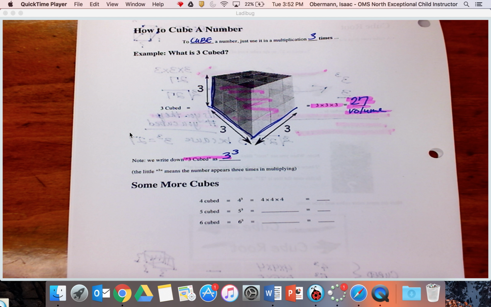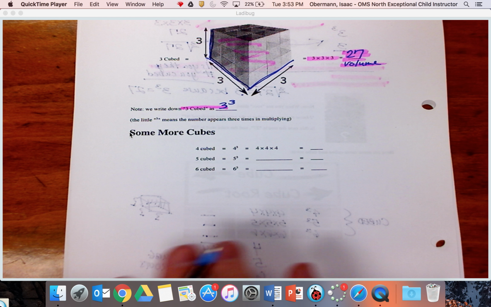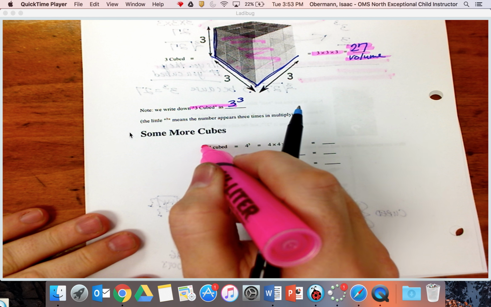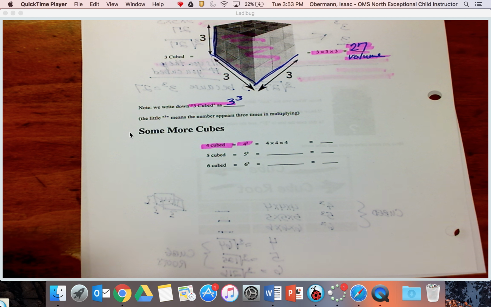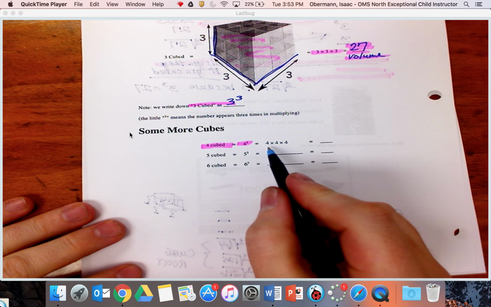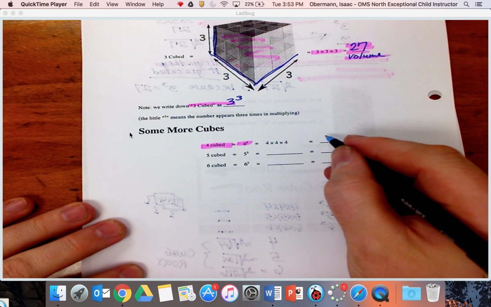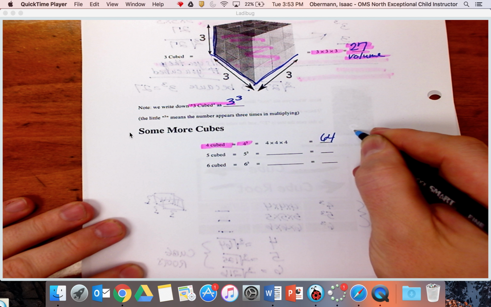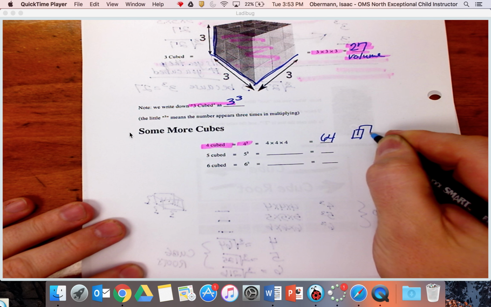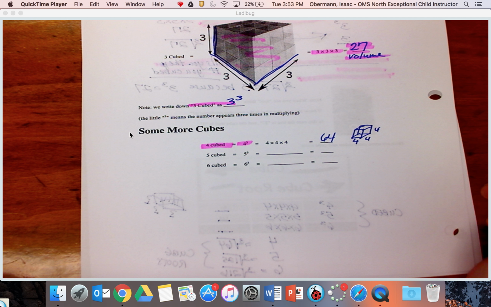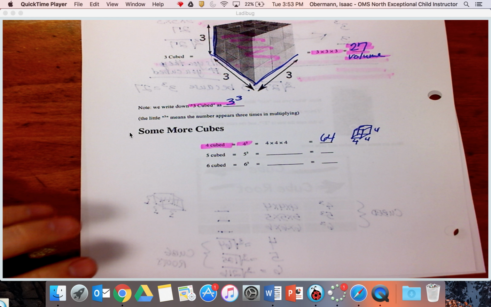Well, let's look at some more things with our cubes. Let's look at some examples. We're just going to write them down. As you can see, the first one, 4 cubed, equals 4 to the 3rd power. Let's expand it: 4 times 4 times 4. And when I do 4 times 4 times 4, I get 64. So that would be the volume of a cube that was 4 by 4 by 4. So the inside would be 64.